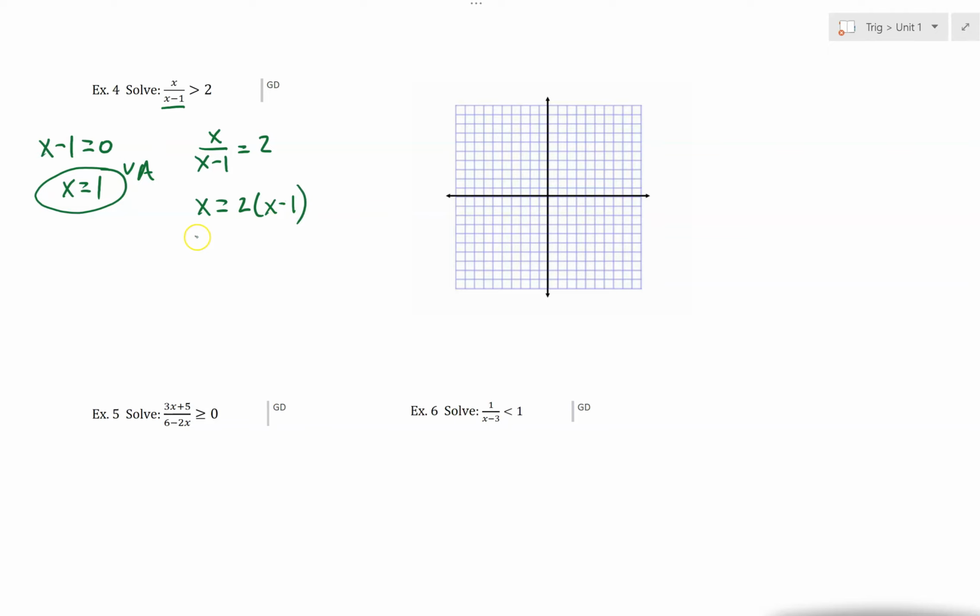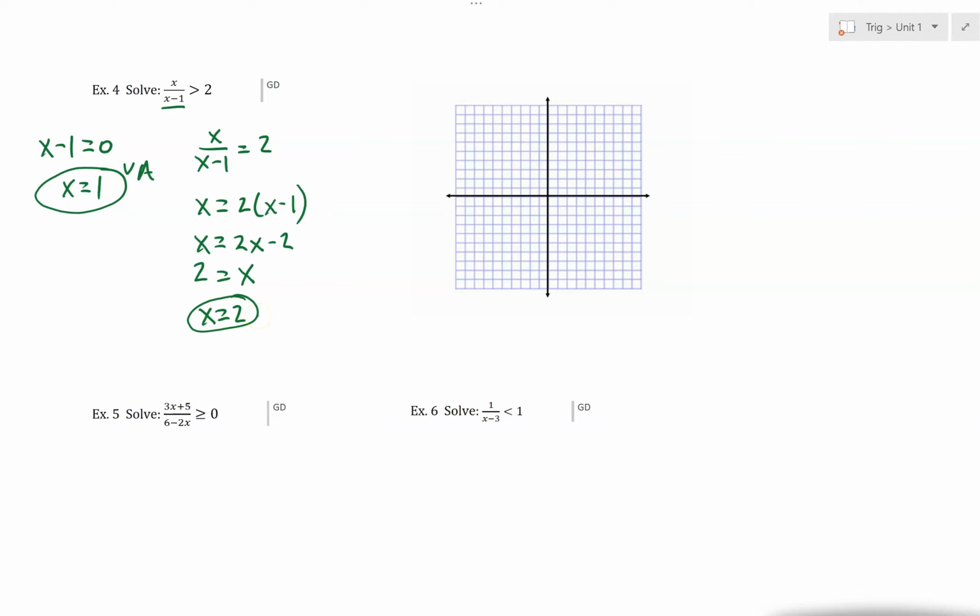And then I want to solve this, so I'm going to say 2x minus 2. I'm going to move the x to the right. I'm going to move the 2 to the left. And so it's saying that x is equal to 2. This will be your other solution right here.